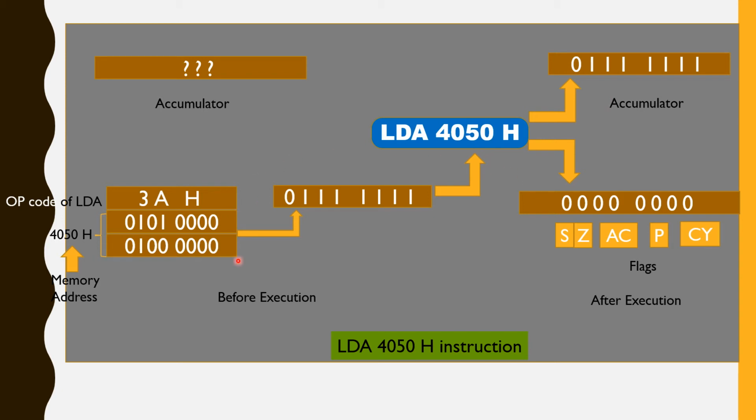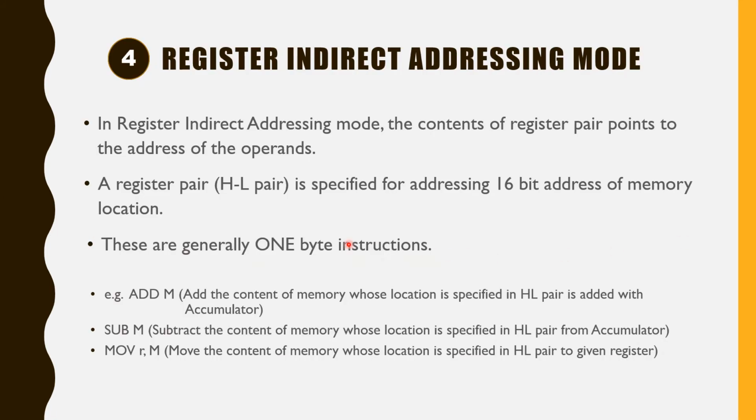So this slide shows you LDA, that is load accumulator direct from memory location 4050H. That's it. Now the next slide will show you the fourth addressing mode, that is register indirect addressing mode. So here, register indirect addressing.